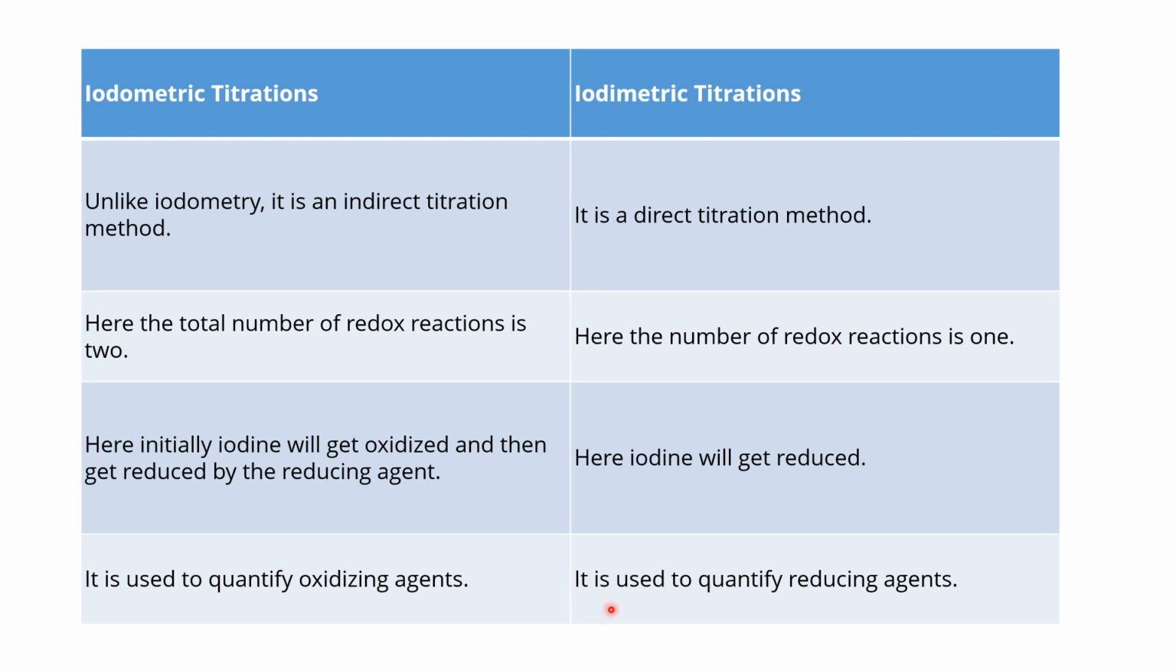Here in iodimetric titration, it is used to quantify reducing agents. Remember, reducing agent you quantify or you find out how much is the amount by using iodimetric titration.